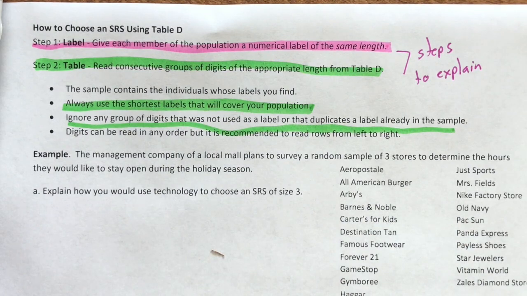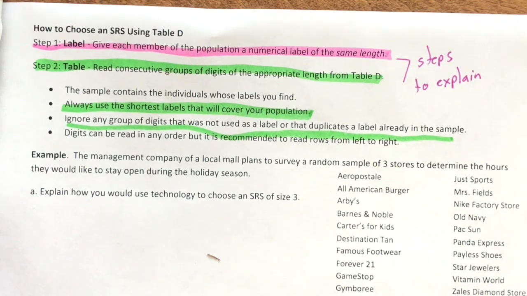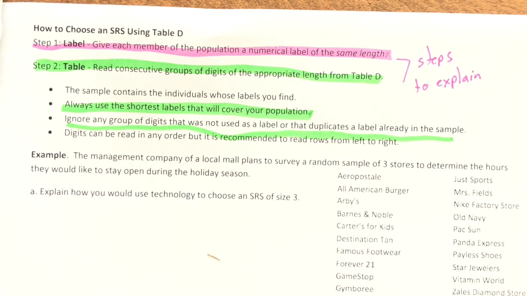Okay, so let's take a look at an example of how to choose a simple random sample using a random integer table, or in this case, table D from the back of your book. Again, these first 2 steps that I have highlighted are the steps to explain. Anytime you are asked to explain how you chose your simple random sample, you have to use these 2 steps. If you do not, in homework, test, quiz, or AP test, you will not receive full credit or possibly any credit for that problem if you do not go through and explain these 2 steps.